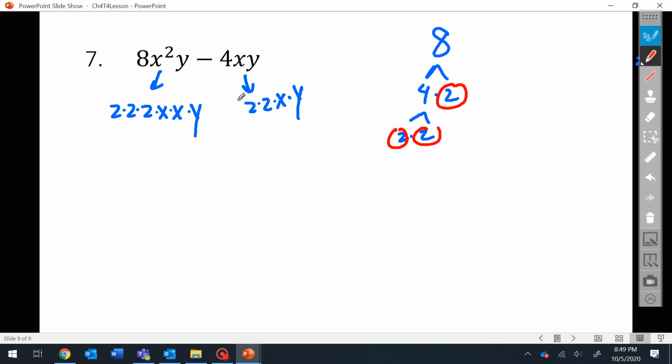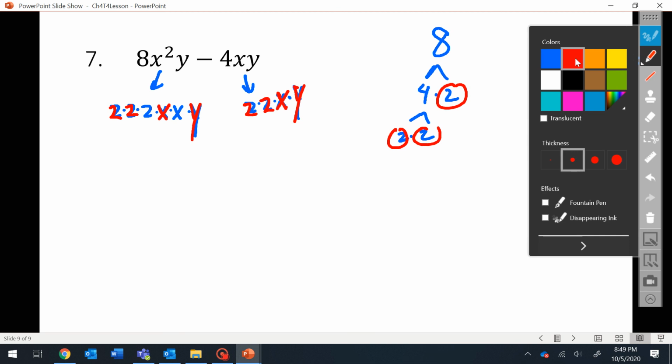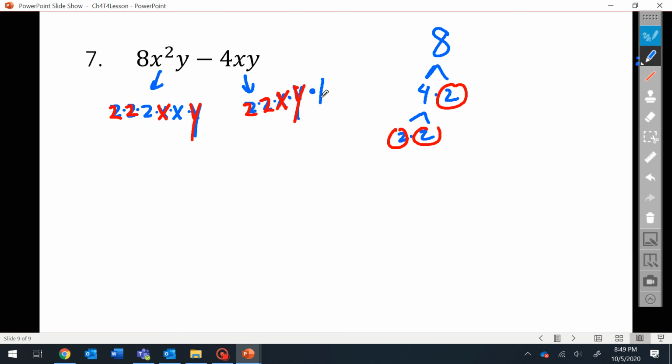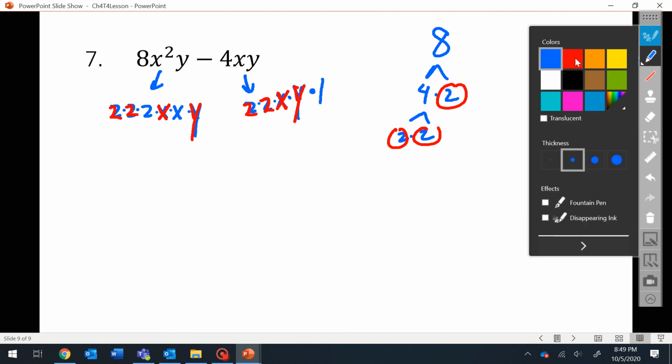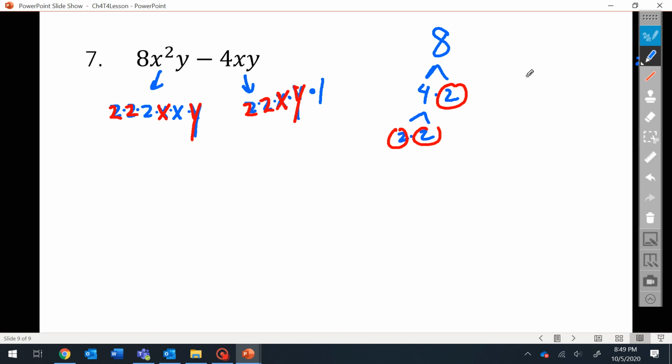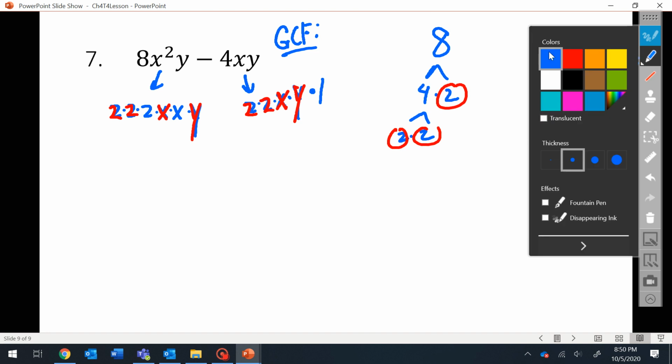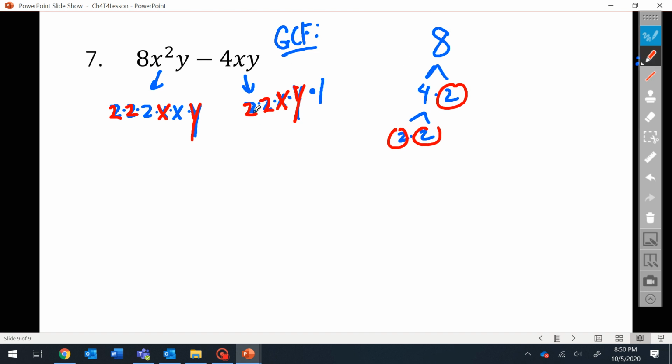So we're looking for what they have in common. They both have a 2 in common. They both have another 2 in common. They both have an x in common. And they both have a y in common. Okay, remember, there's a 1 here. We're going to need to use that 1 because everything else is crossed off. So there is a 1 there. The GCF is everything in common, so 2 times 2 times x times y. So 4xy.